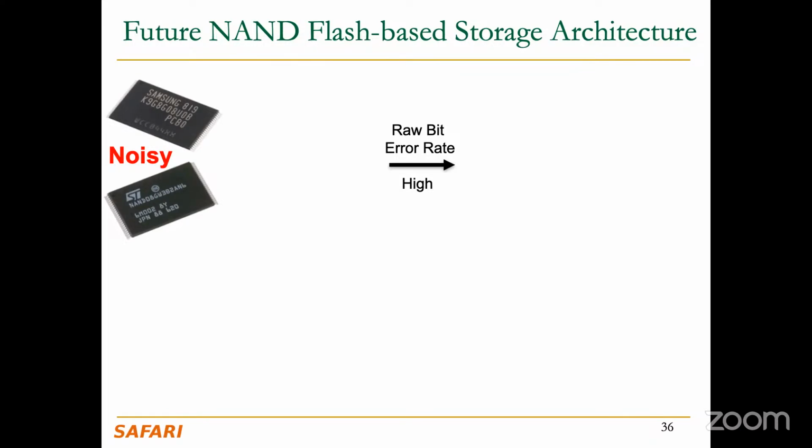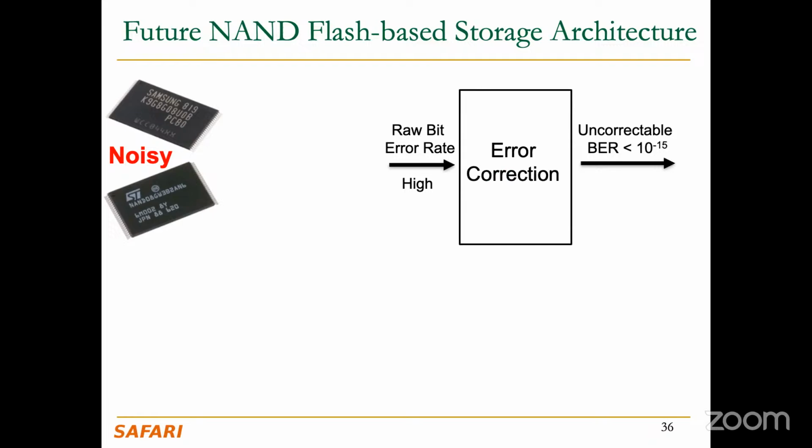chips, and we have a high raw bit error rate. In order to reach an uncorrectable bit error rate of less than 10 to the power minus 15, which again comes from the standard, you need to make sure that the uncorrectable bit error rate is less than this number so that you can use your device. Otherwise, your device is not usable. So you need to use a very complicated and costly error correction, right? So this is what we had in the past.